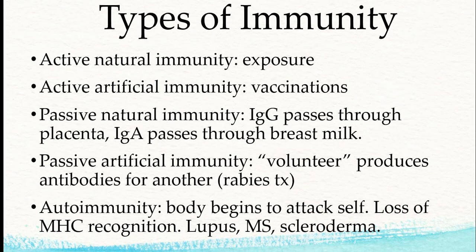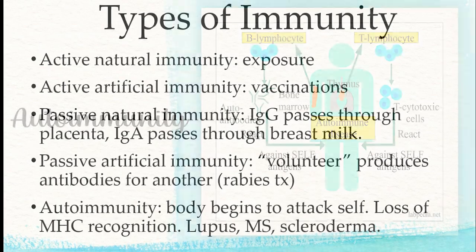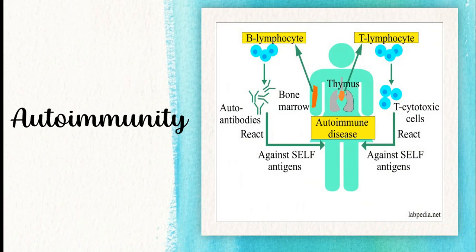Autoimmunity, this is bad. The body begins to attack itself. They lose the major histocompatibility complex recognition. Examples would be lupus, scleroderma, multiple sclerosis. The sclerosis, that word sclero means to harden. So we'll see some of those. So here we are looking at the autoimmunity.